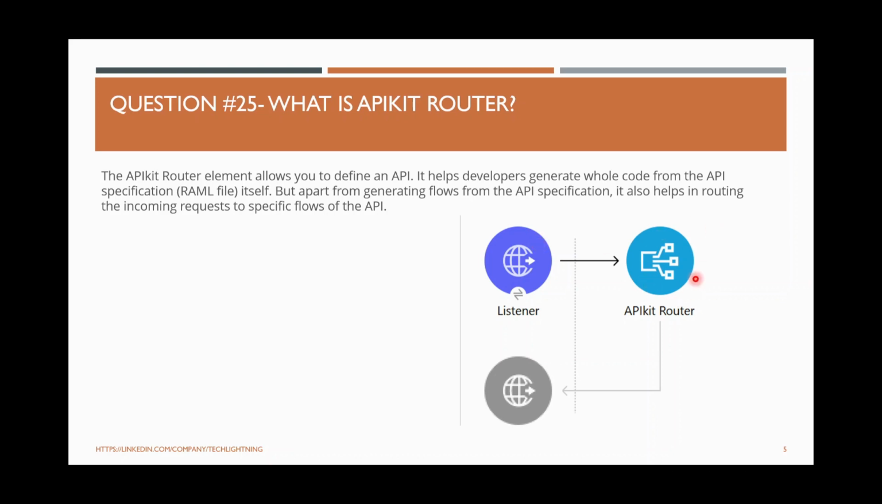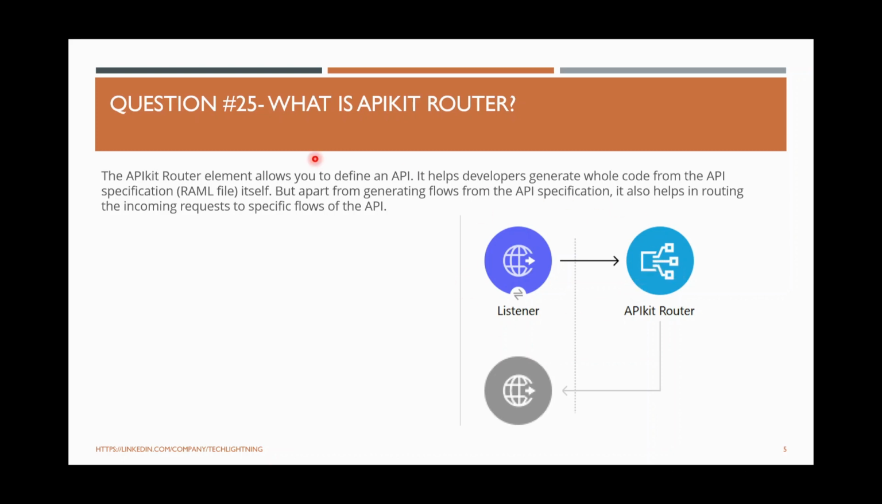So this API router will help us route to a particular method after specific validation. Whatever validation we have mentioned in our API specification, it will try to validate everything. Once all the validations succeed, it will allow us to talk to the appropriate method. So this API router helps validate our incoming request and also route to a specific method. That is what this APIkit router will do.